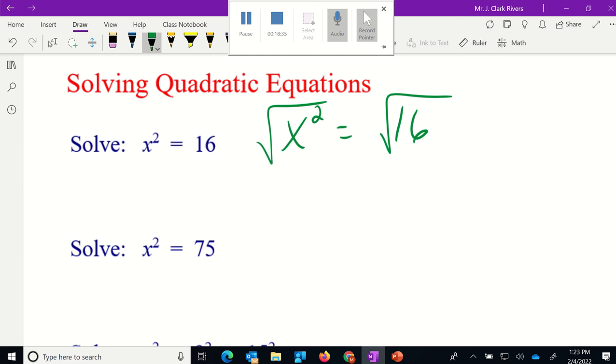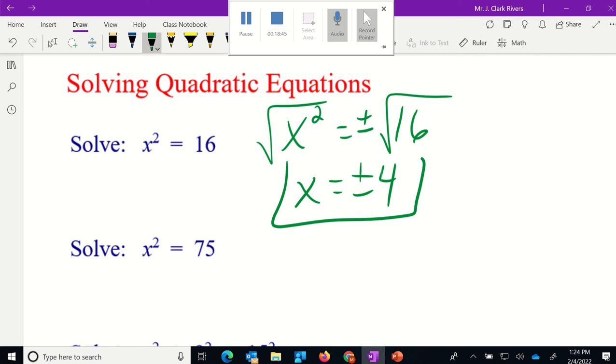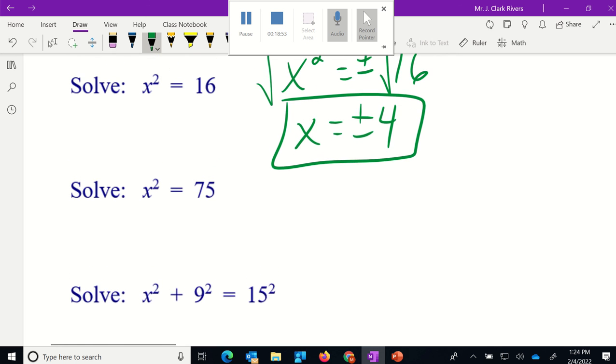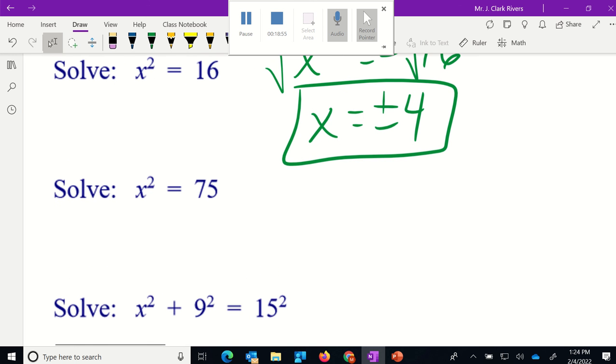Now we're taking the square root of a variable, so what has to go in front of this square root of 16? Plus or minus. So x is going to equal plus or minus what? 4. When we're solving for a variable, please don't forget that plus or minus. That is different from up above. We already talked about that at the beginning of class. So with that in mind, try the next one on your own.